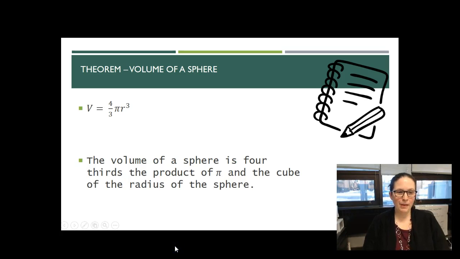Okay, our next important theorem is to talk about the volume of a sphere. Remember, again, the volume would be what would happen if I took the sphere and filled it with, say, water or cereal, like Miss P likes to do. To find the volume of that space, we're going to take 4/3, which is our magic number, our 4/3, times pi times the radius cubed. So you can see, again, the volume of a sphere is 4/3 the product of pi and the cube of the radius of the sphere.